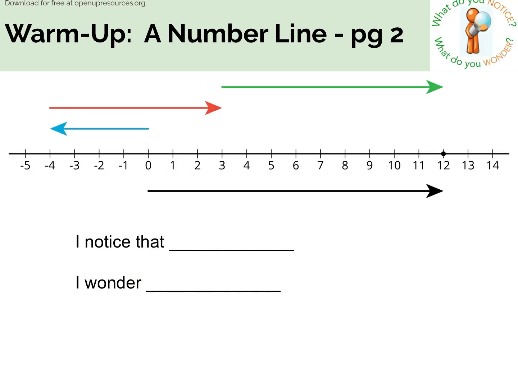All right, so let's go ahead and turn to page 2. Here's our warm-up. We write down one thing you notice and one thing that you wonder. So make sure you write that out. You're going to say, I notice that, fill in the blank, and then I wonder, and also fill in the blank. So write this on page 2. Pause, write it down on page 2, and then come back to me.